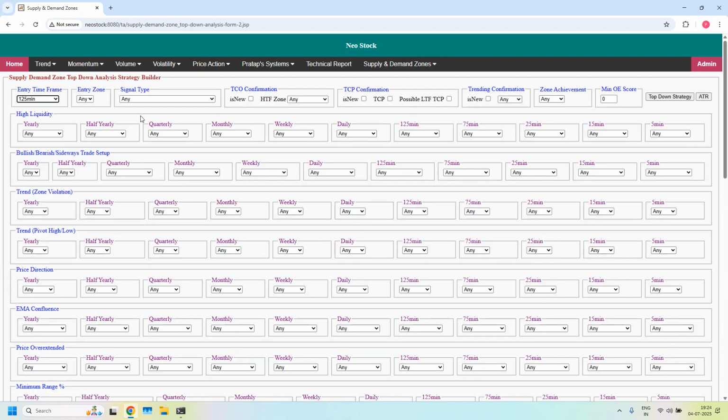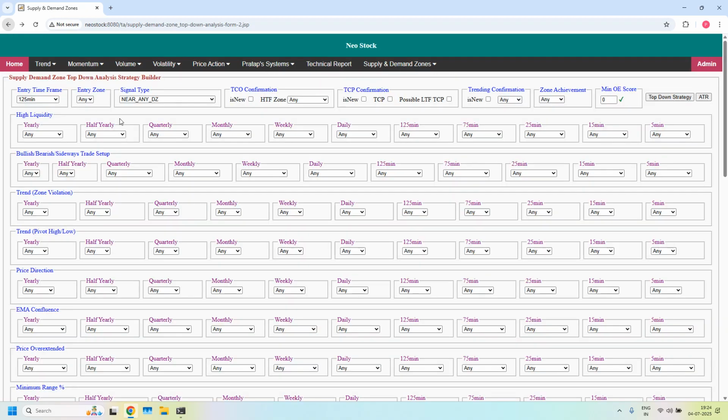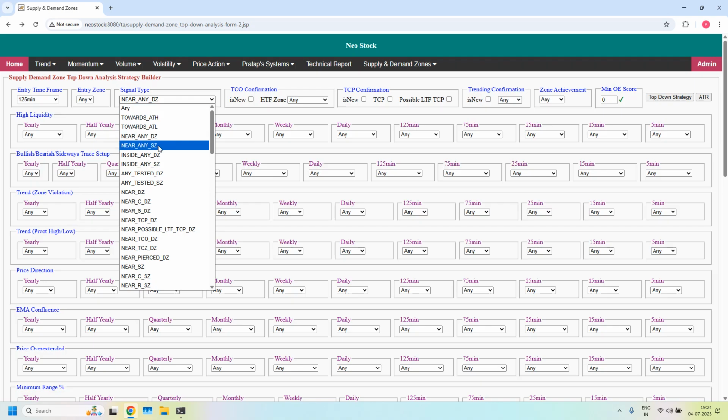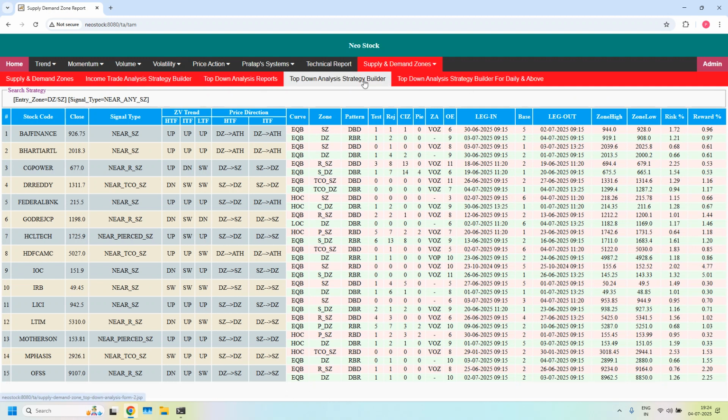For 125 minutes, stocks near to the 125 minutes demand zone, we got 8 stocks. Next, stocks near to the 125 minute supply zone, we got 15 stocks. Okay, next time frame is 75 minutes, already generated in the beginning of the report. So the next time frame is 25 minutes.